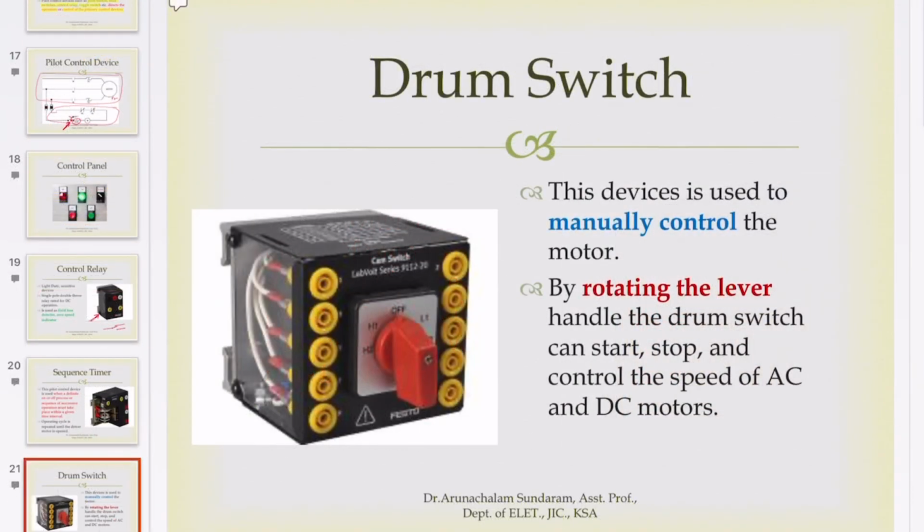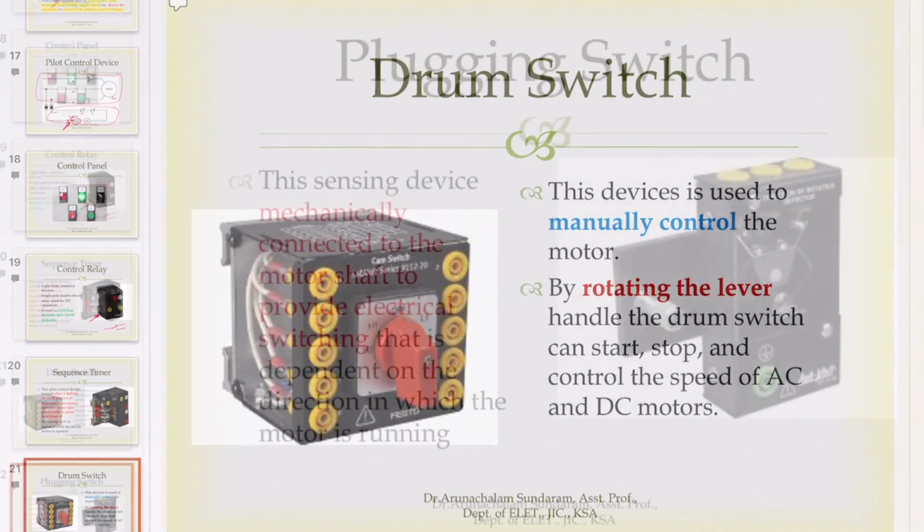Now, for drum switches, this device is used to manually control the motor. By rotating the lever handle, the drum switch can start, stop, and control the speed of AC and DC motors. When I say control the speed, of course I meant by changing the connection of the motor, or even switching to other circuits that allow such a purpose.